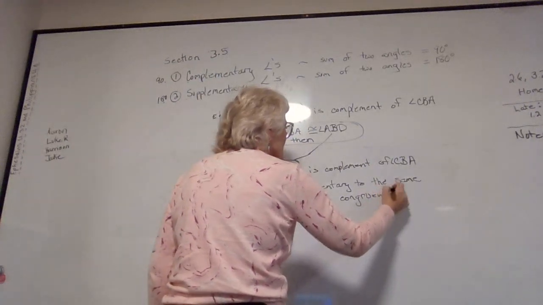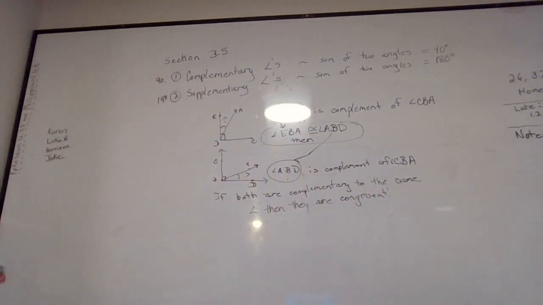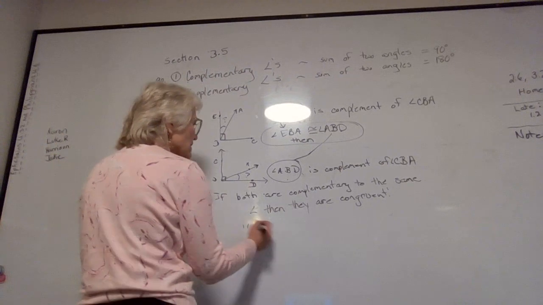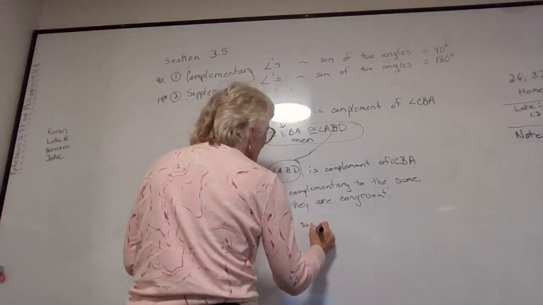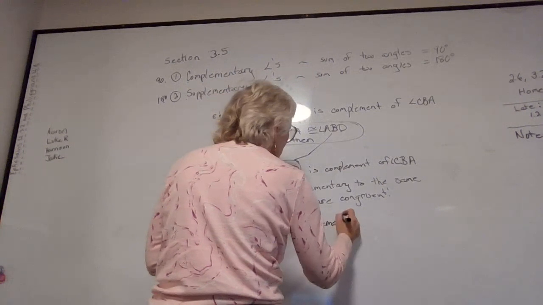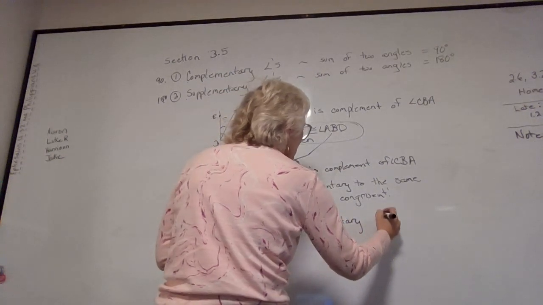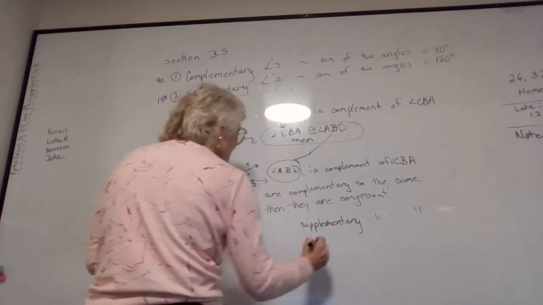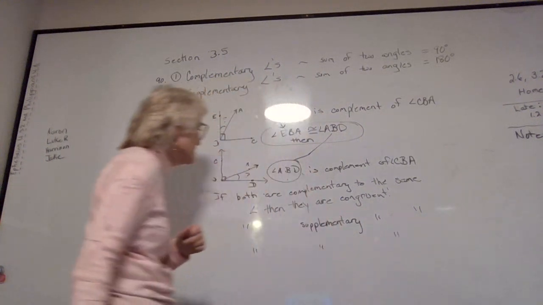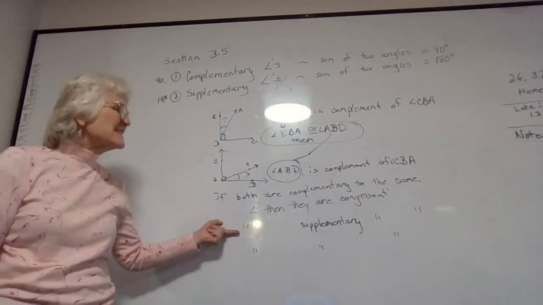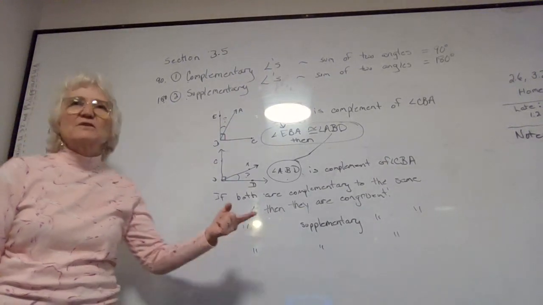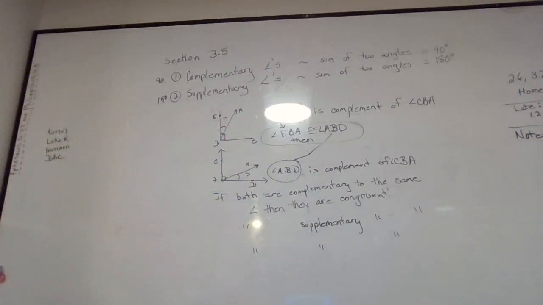Do you think that also works with supplementary? If two angles are supplementary to the same angle, are they also congruent? Yes. Okay. So you could say the same thing and say supplementary, and these dots mean I'm just repeating all that's above. Okay, so if both are supplementary to the same angle, then they are congruent. So that's just something we can predict.